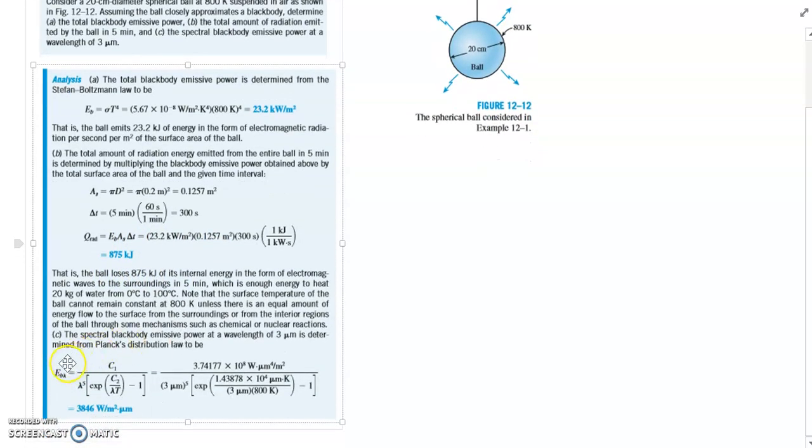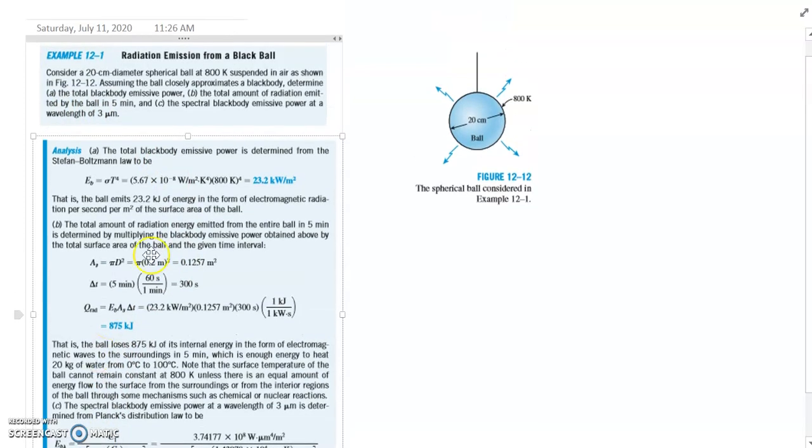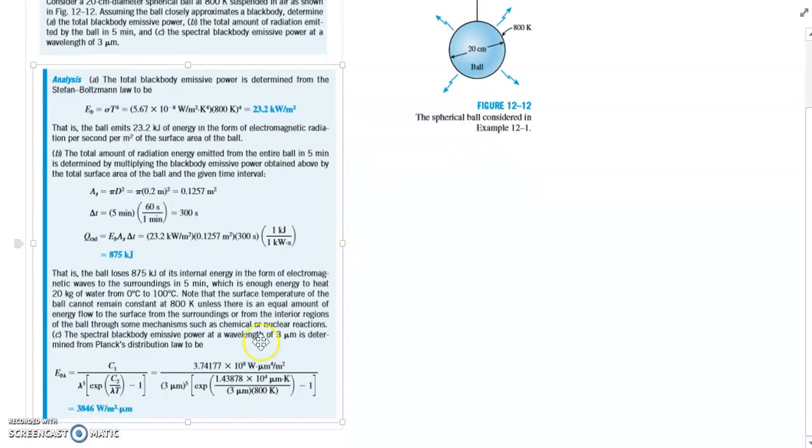So for part C, the question says you need to find the spectral blackbody emissive power at a specific wavelength. They give you a wavelength of 3 micrometer. And in this one, the medium is air, so you can straight away use equation 12.4. So just substitute the values of C1 and C2 at the given lambda and temperature T. So at the end you will get 3846 watt per meter square micrometer.